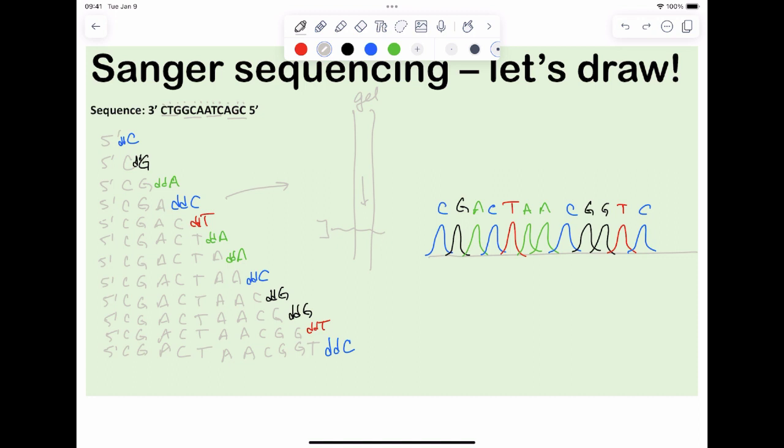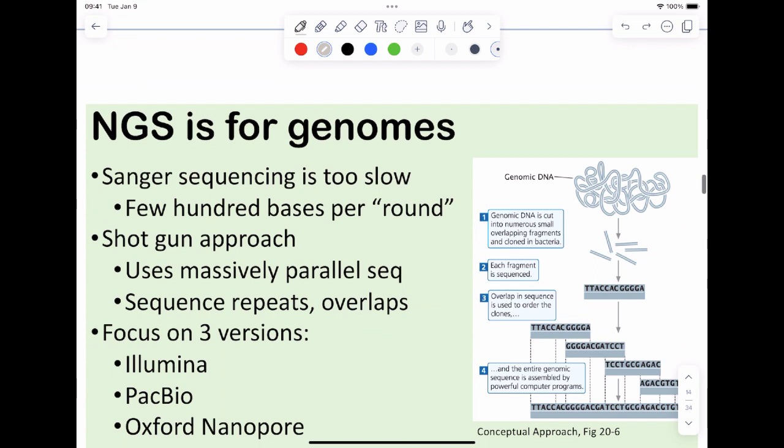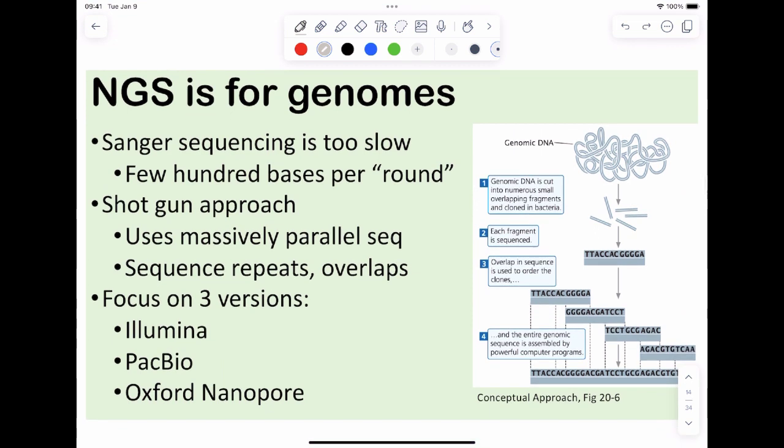So we want to sequence the human genome. The human genome has 3 billion nucleotides. Using this technique here, it'd probably take a couple of years of every day running gels. And then you have to be running gels in parallel to fact check yourself. So this is gonna be stupid. So we invented a new way to do this called NGS. NGS stands for Next Generation Sequencing.